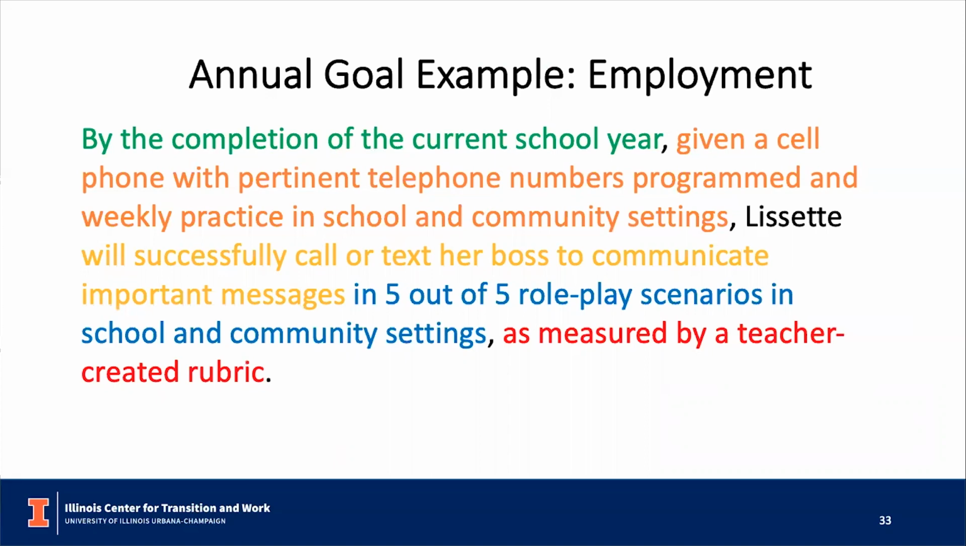By the completion of the current school year, again, not IEP year, by the end of the school year, given a cell phone with pertinent telephone numbers programmed and weekly practice in school and community settings, Lissette will successfully call or text her boss to communicate important messages in 5 out of 5 role play scenarios in school and community settings as measured by a teacher-created rubric.